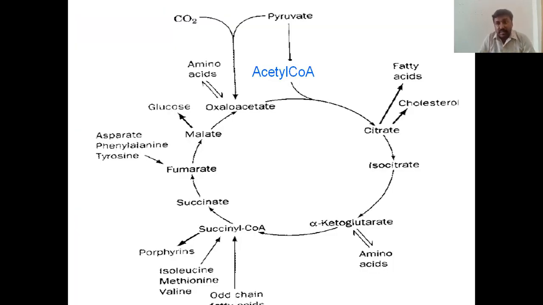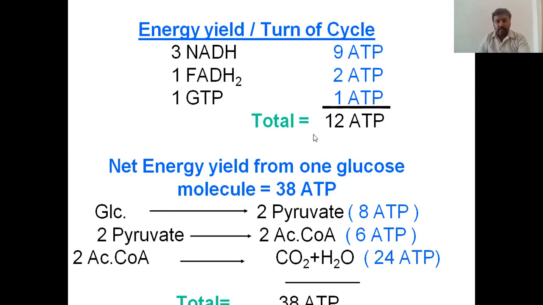Then the significance of this citric acid cycle, and how the intermediate metabolites are utilized in the citric acid cycle. See, first we can talk about energy levels.